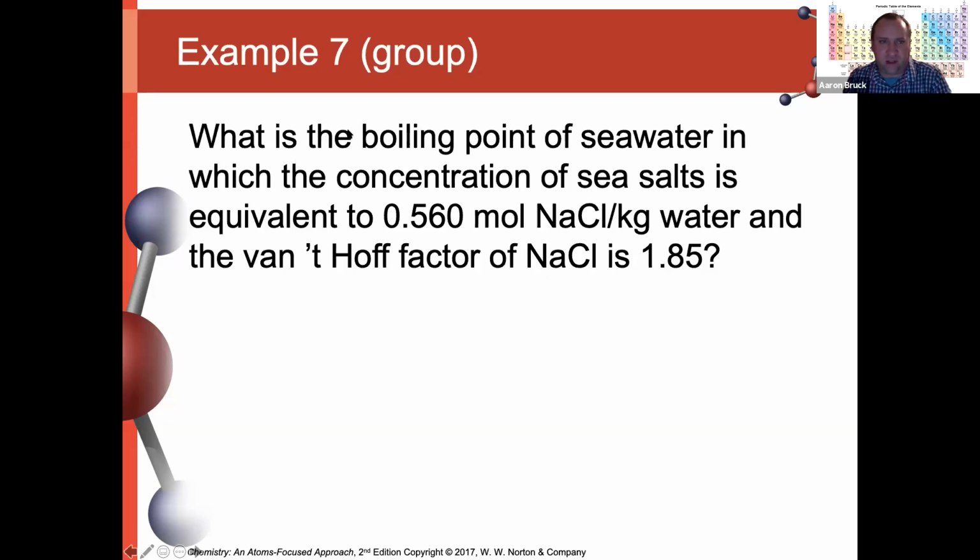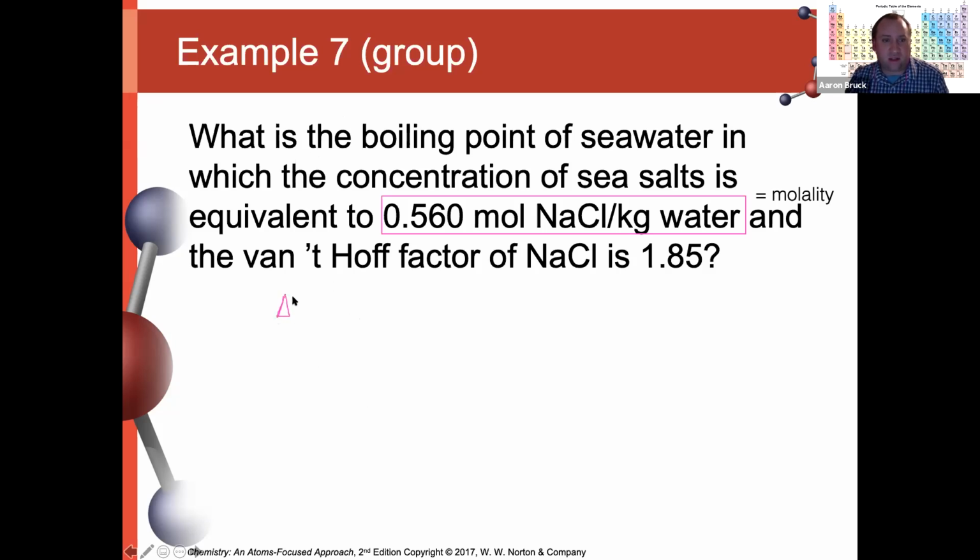Now, the key to this one, the trick to it, is recognizing that 0.560 moles of sodium chloride per kilogram of water is our molality. So we've already got the molality figured out. We've already got the van 't Hoff factor figured out, and Kb is a known value, 0.51. This one's actually really easy to solve.